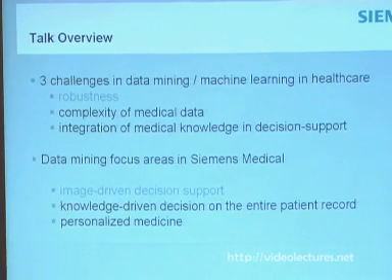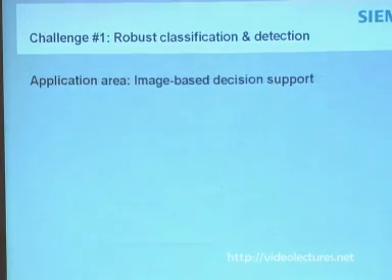But having said that, I'm going to lie and talk a little bit about challenge number 1, which actually ties into the first area, robust classification and detection. And essentially the area here is the following. What we're looking at is when a radiologist or a physician is looking at an image, he or she needs support to help find anomalies. Specifically, cancer is a great example.